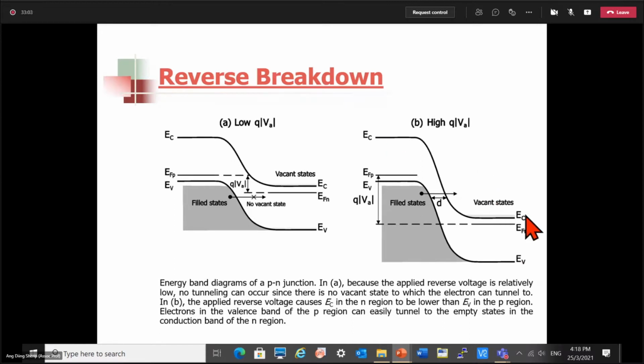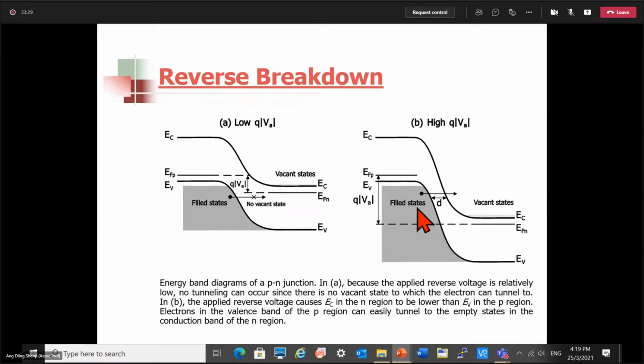Remember, the energy band diagram can be interpreted as an inverted potential diagram, which I mentioned before. Now, if the reverse bias is high enough, it is possible to raise the valence band edge of the P side above the conduction band edge on the N side.